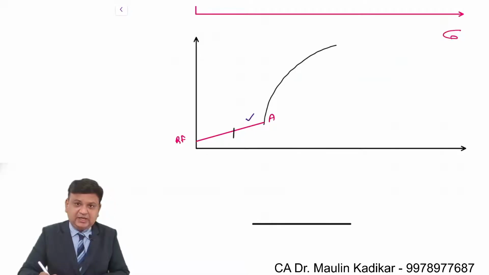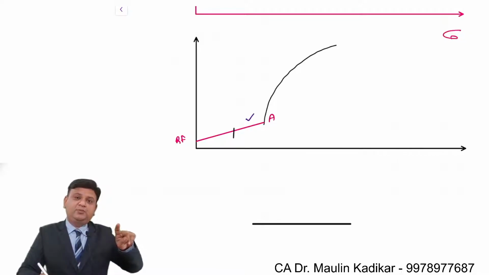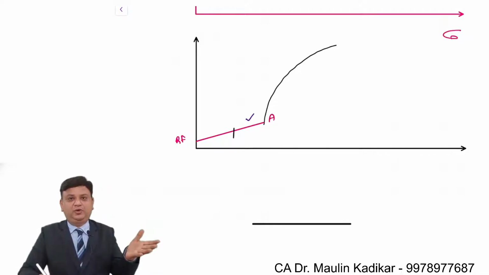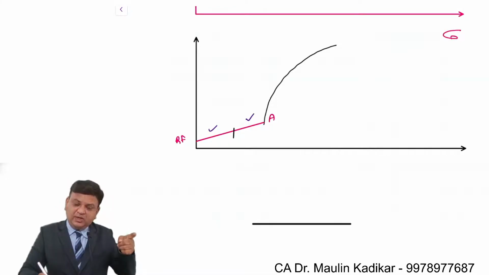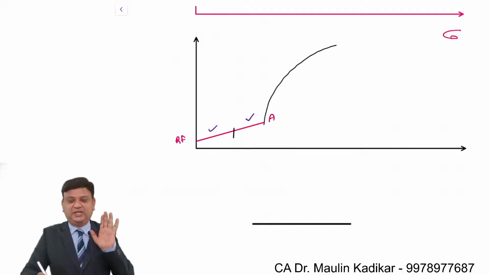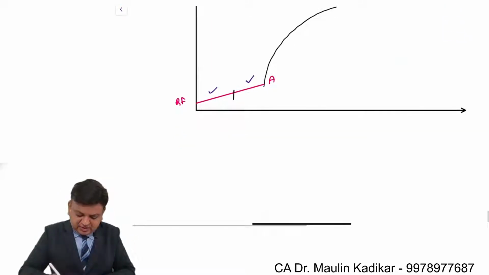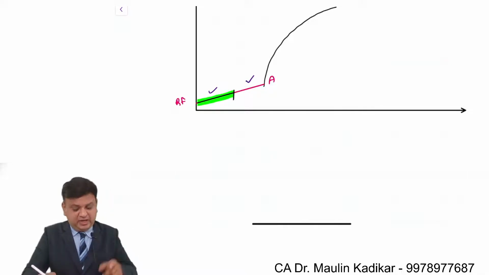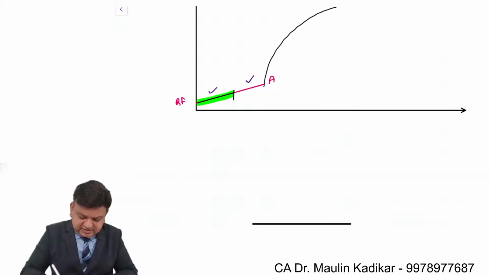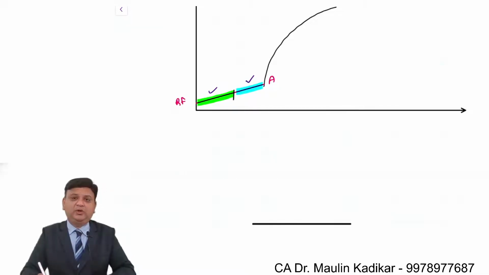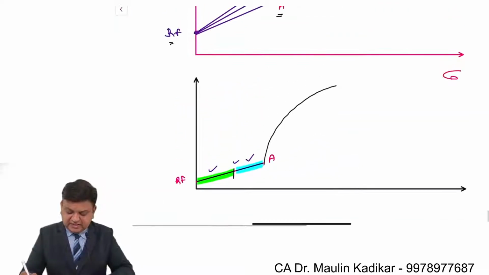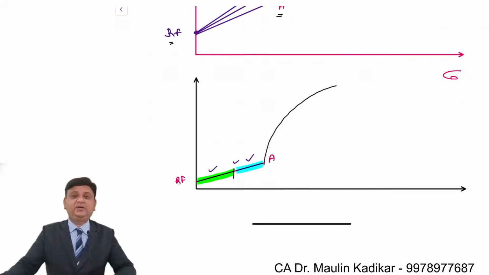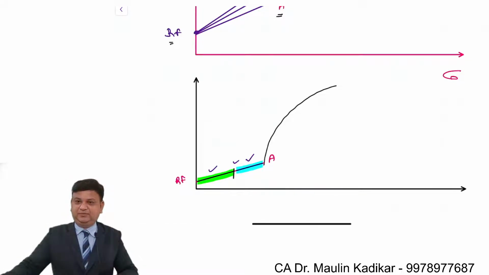This portion is indicating that the proportion of the portfolio A is more in the portfolio. And this is indicating that the proportion of the RF is more in the portfolio. That is what we understand. So basically over here, the proportion of the RF is more in comparison to A. And this is indicating that the proportion of A is more in the portfolio in comparison to RF. And exactly in between the point is indicating that investment is made in both the securities in equal proportion.